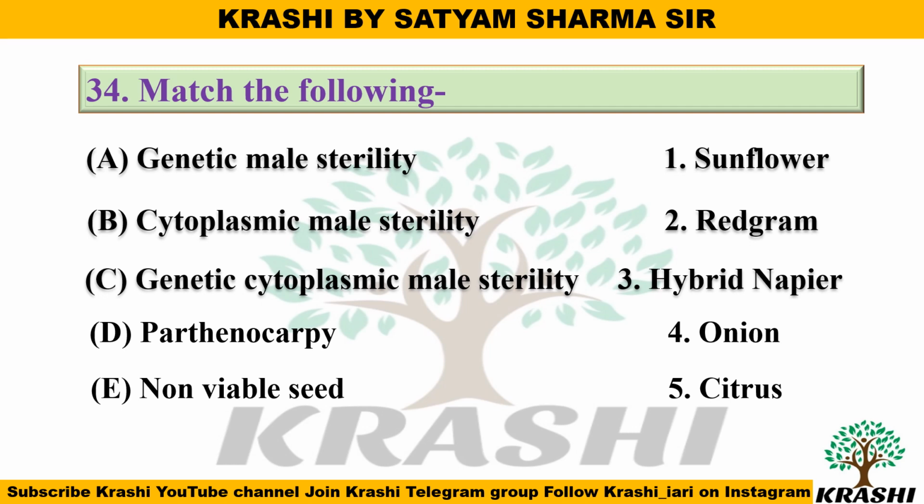Genetic male sterility is found in red gram. Cytoplasmic male sterility occurs in hybrid Napier. Genetic and cytoplasmic male sterility is found in sunflower. Parthenocarpy occurs in citrus, and non-viable seeds are present in onion.